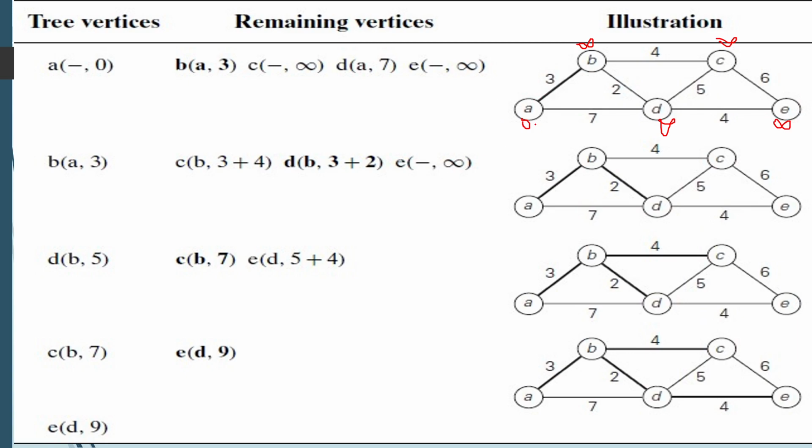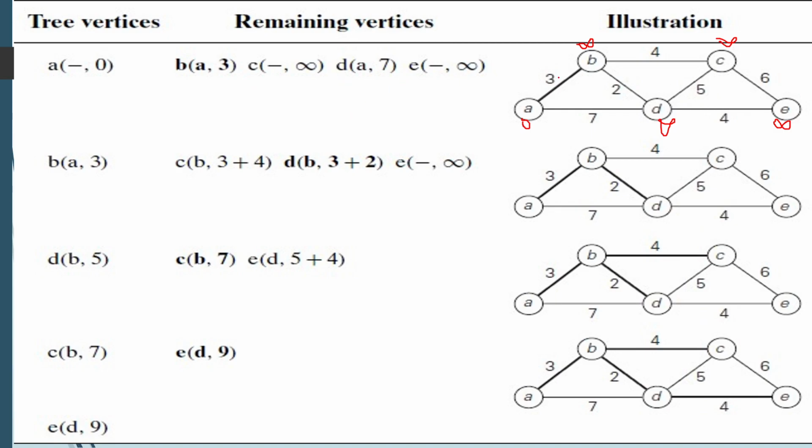For A, the distance is 0. For B at present it is infinity. For D it is infinity. E also infinity and C is also infinity. So this is the initialization. So now A, dash, and what is the distance? It is 0. That's why A dash 0. Next, in the second column you have to list all the remaining vertices. What are the remaining vertices? B, C, D, E.